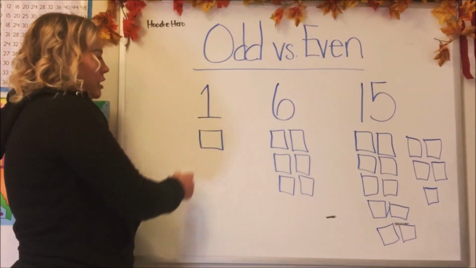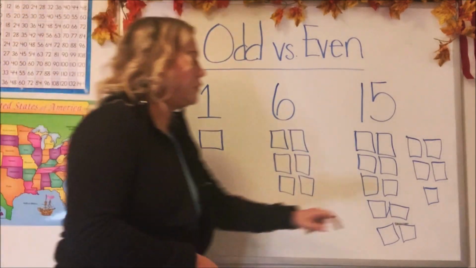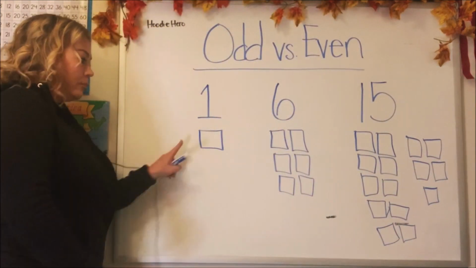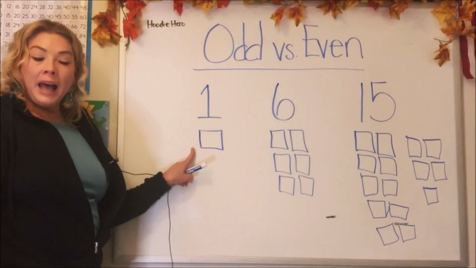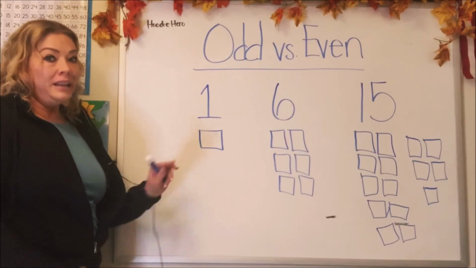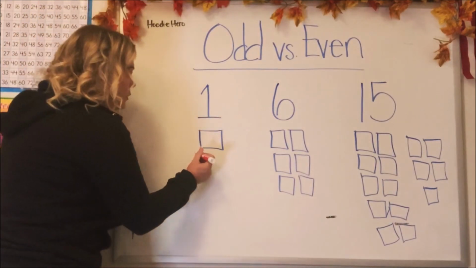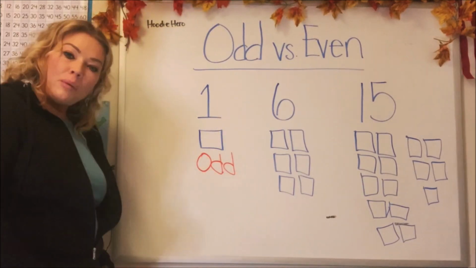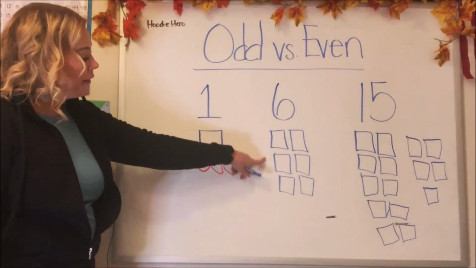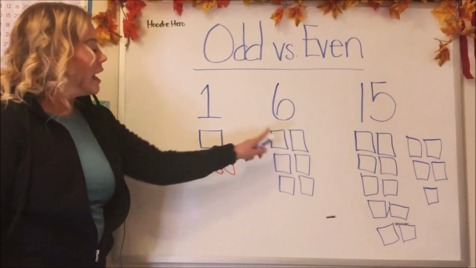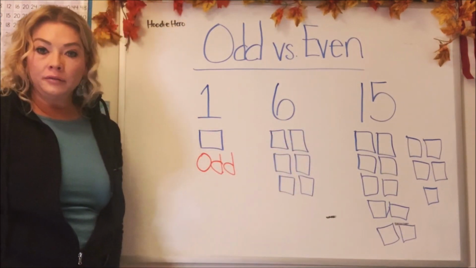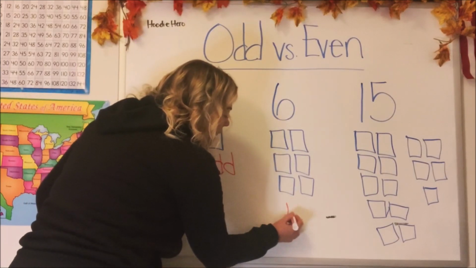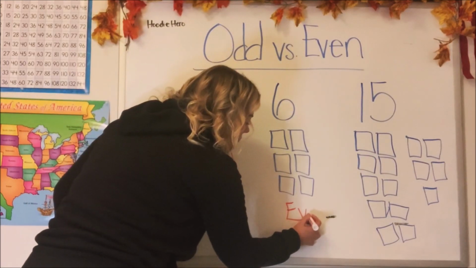So let's go through these numbers, okay? Let me get a different color marker here. All right, this one block, is it all by itself or does it have a buddy? It's all by itself, isn't it? So this one's going to be odd. See how we figured that out? Let's look at our blocks for number 6. Does every block have a buddy? They do. So what do we call that again if everyone has a friend? It's even.